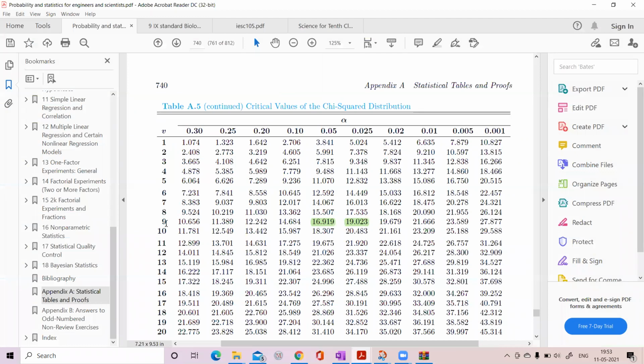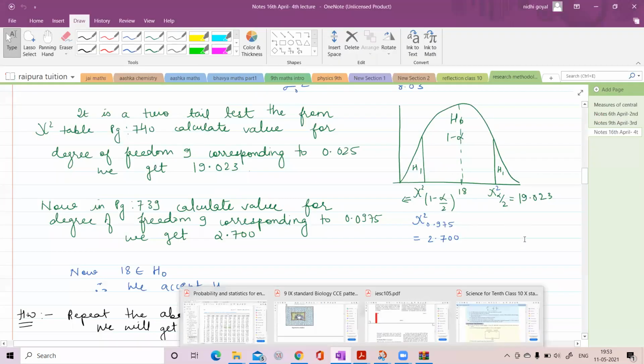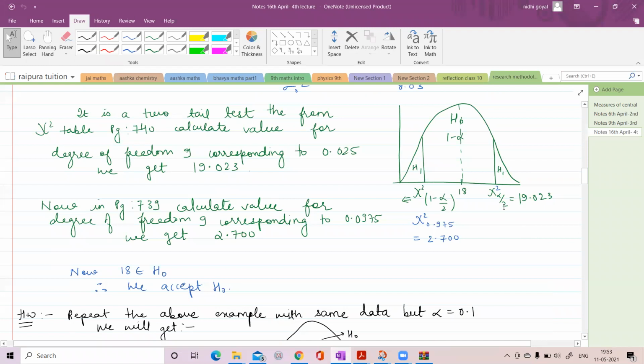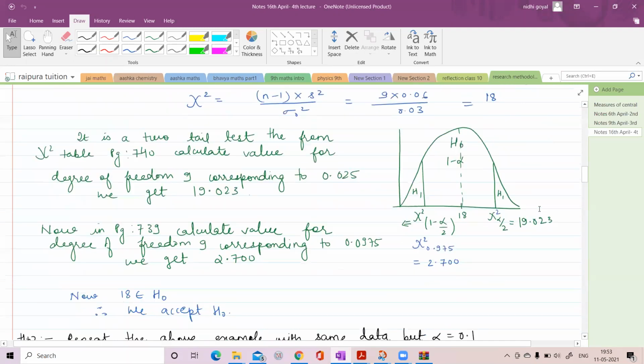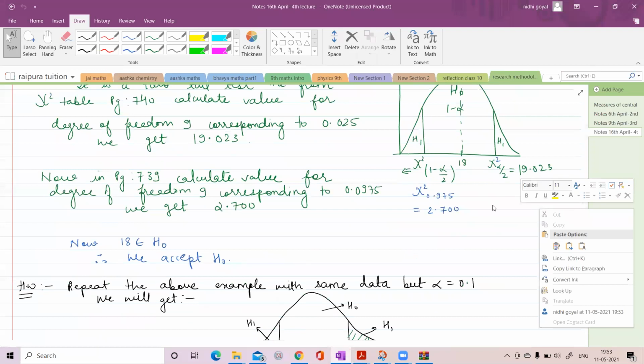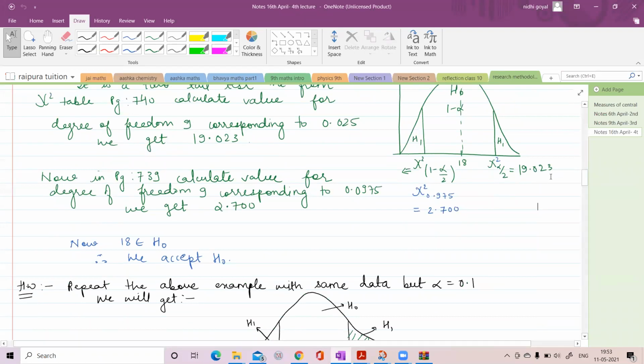So this is page number 740, and for the corresponding degree of freedom 9, the value at alpha 0.025 is 19.023. So we will be using this value here, because alpha was 0.05 and now alpha by 2 will be 0.025. So chi square alpha by 2 came to be 19.023.